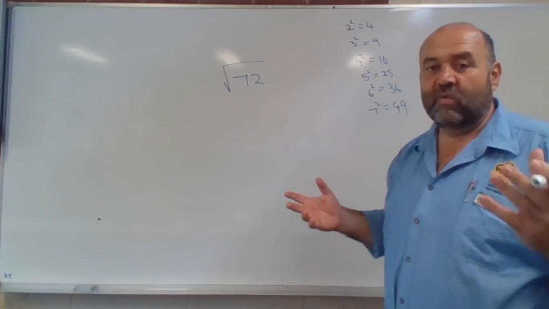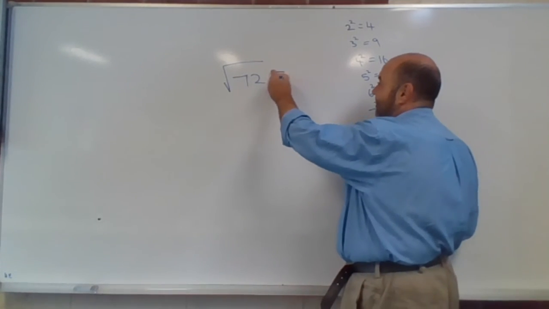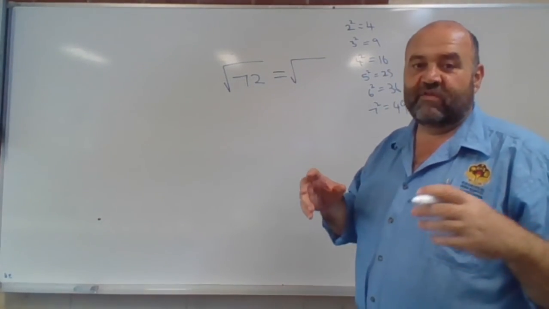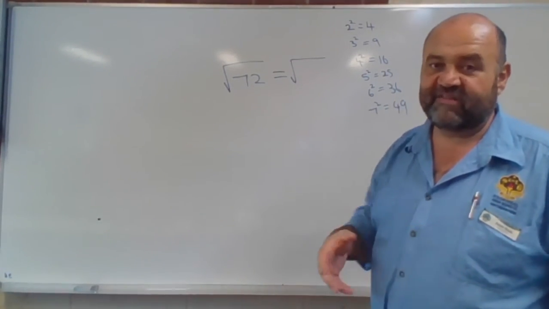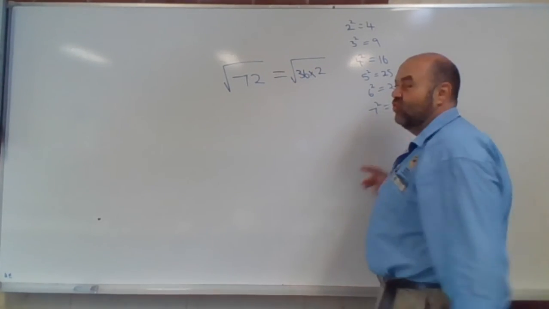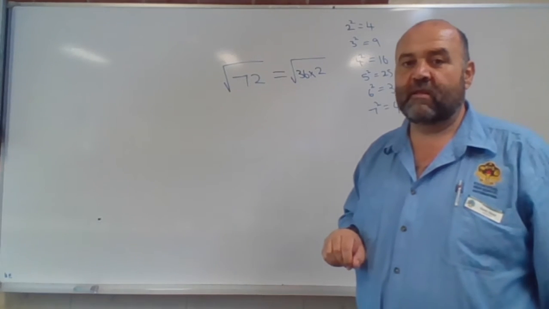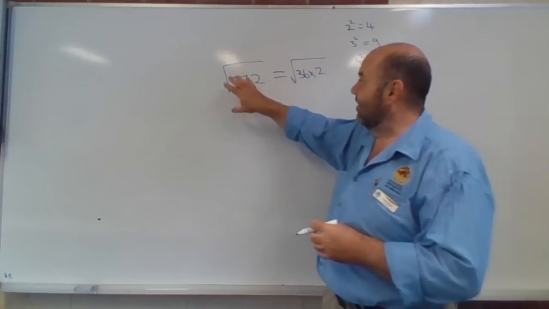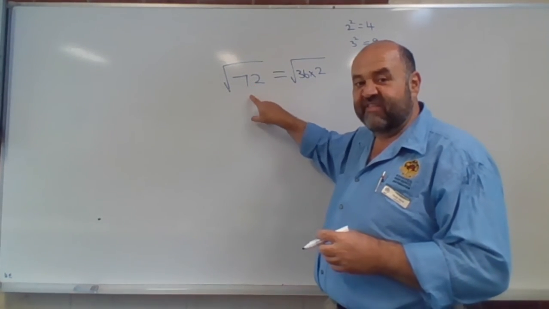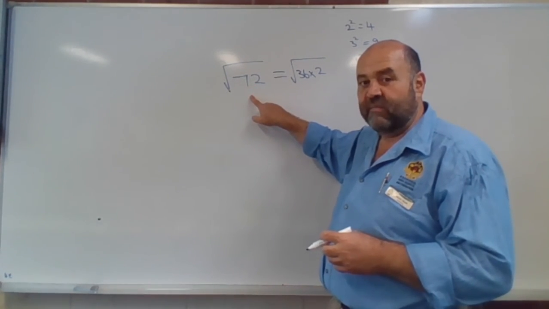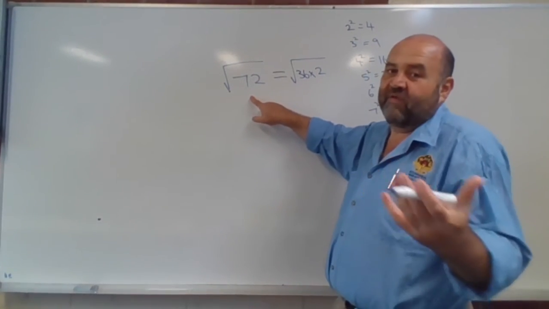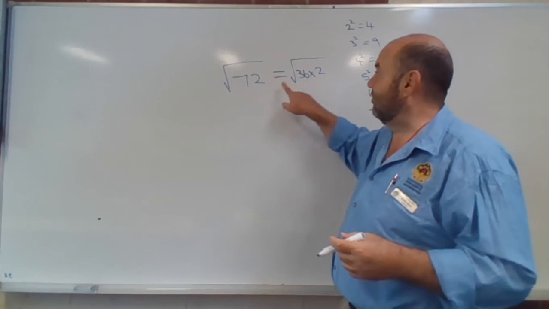What do I do now? Well, now I write this 72 as a product of that 36 and however many times it goes in. So 36 times 2 is 72. Okay, so what have I done? I had this radical sign with a number underneath. I found the biggest square number that would go into this number, and then I wrote this as a product of that square number and whatever other factor it needed to get up to 72.